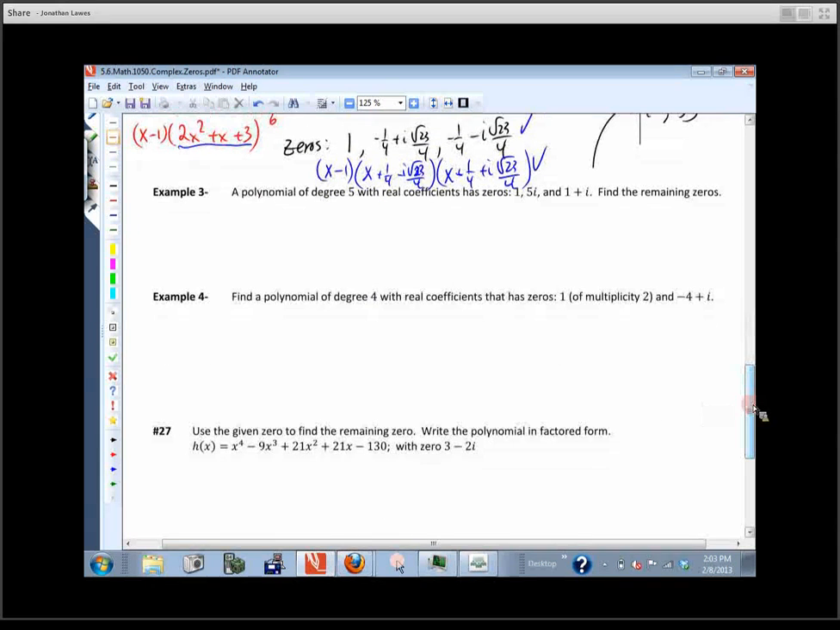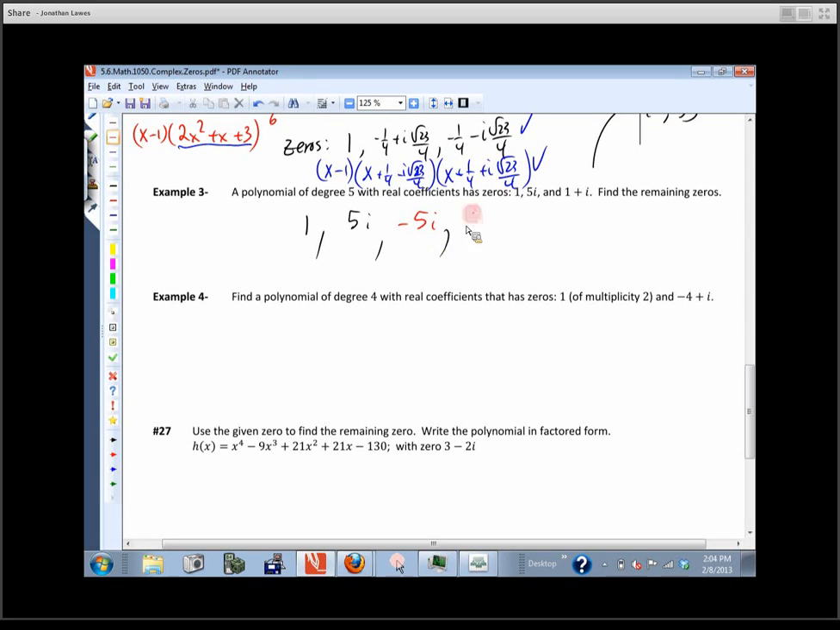Let's take a look at example number 3. A polynomial of degree 5 with real coefficients has zeros of 1, 5i, and 1 plus i. Find the remaining zeros. So this is where that thinking comes in, that logic. If it's degree 5 and one of them is 1, I'll take that. I can't do anything else with that. If another one of them is 5i, hey, wait a minute. They always come in conjugate pairs. So if 5i is a 0, what else is? -5i.